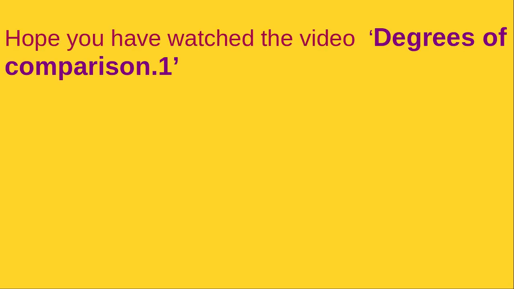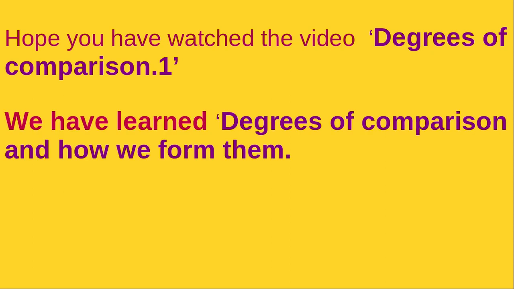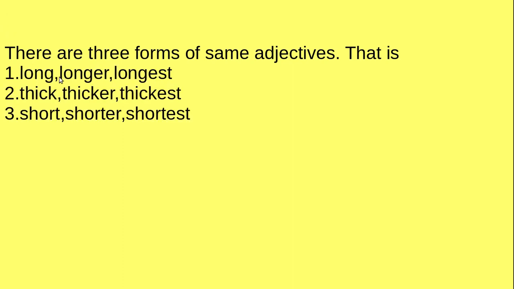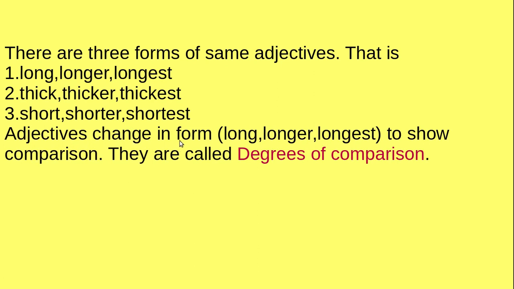Dear friends, I think you have watched the video Degrees of Comparison 1. What we learned? We have learned degrees of comparison and how we form them. Now let us revisit it. There are three forms of the same adjective. One adjective can take three forms. For example, long, longer, longest, thick, thicker, thickest, short, shorter, shortest. Right? Yes. Here the adjectives change in form to show comparison. Those forms are called degrees of comparison.